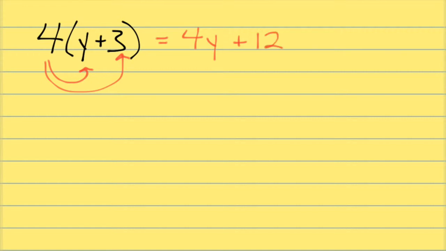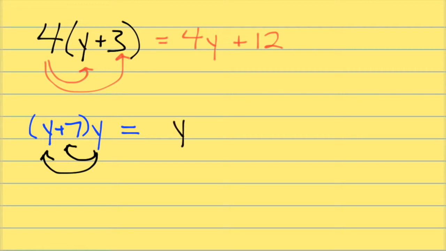12. Now the distributive property works on both sides. I could do it like y plus 7 times y. This isn't the best way to do it. We don't normally like to write it like this, but it is acceptable. So we distribute that y again to the y and the 7. What's y times y? y squared. And y times 7? We write that as 7y. Make sense?